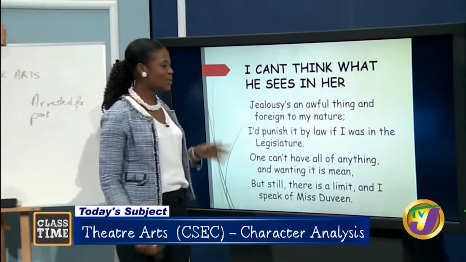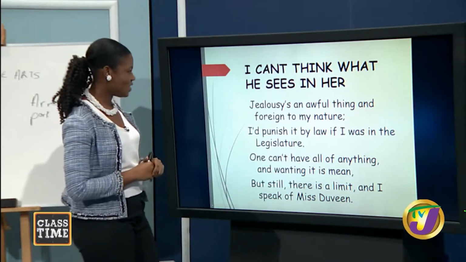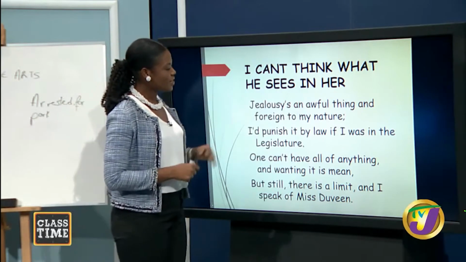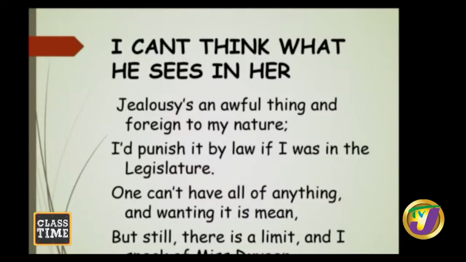So we're going to be dissecting the poem now, and we're going to be looking at the different areas that are being mentioned here. Now, the first line says, jealousy is an awful thing and foreign to my nature. Jealousy, let us look at the word jealousy. What aspect of the areas of a character would that be linked to? Being jealous. Would it be the physical aspect of the character? Well, that could be displayed in the physicality, okay? But the jealousy is stemming from the psychological area of the character.